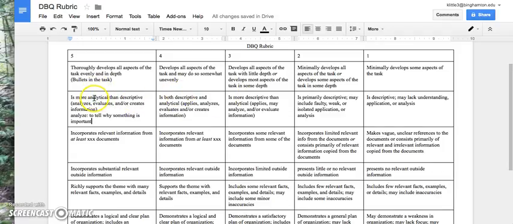A 5 is more analyzing. Doesn't mean you're not describing, just means you're doing mostly analyzing. In a 4, you're doing both describing and analyzing. In a 3, you're describing more than you're analyzing. You might have 1 or 2 pieces of analysis, but you're mostly telling a description. A 2, you're mostly descriptive, probably no analyzing. You might have attempted it, which is good, but you're mostly describing. And a 1 would be all description. That one's pretty easy for you to look at your paper.